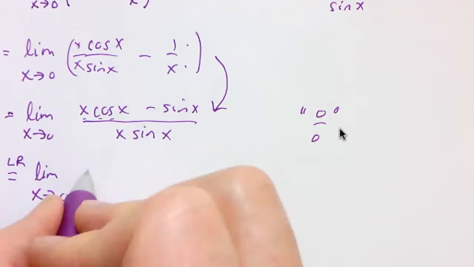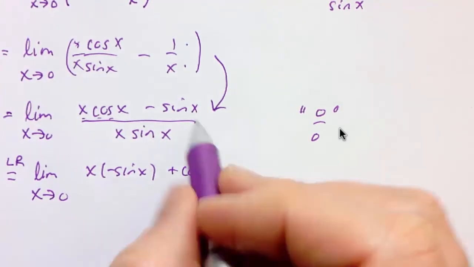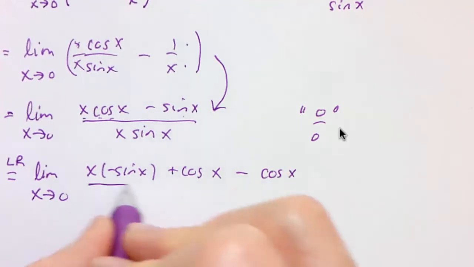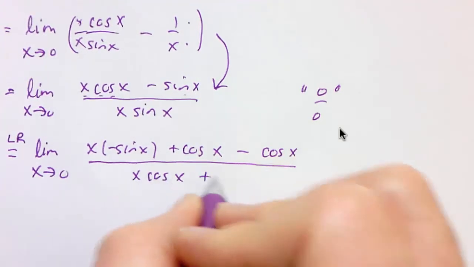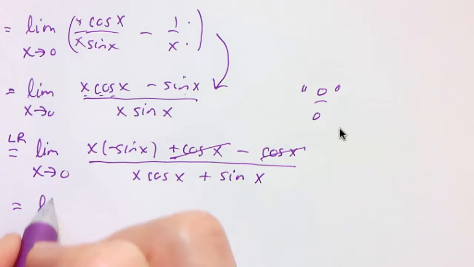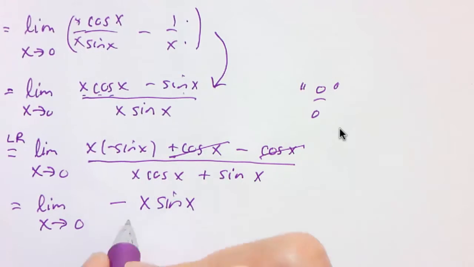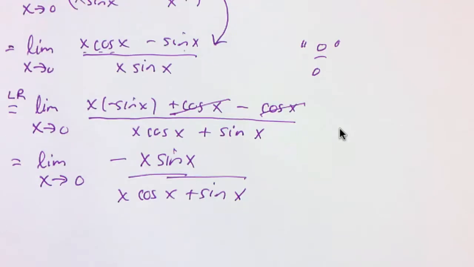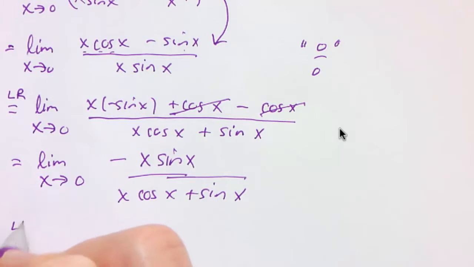We're going to use the product rule here. Then the derivative of minus sine x is minus cosine x. Product rule for the denominator. Cosine x minus cosine x, they cancel. I'm just going to rewrite this for clarity. This looks pretty similar to where we started just a moment ago if you compare this guy and this guy. But one more application of L'Hopital's rule and we're going to be home free.